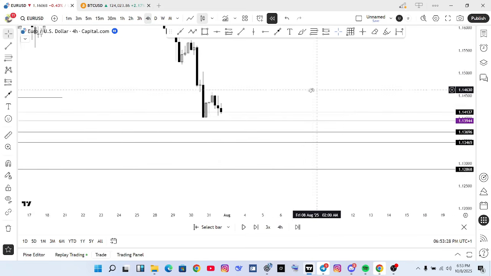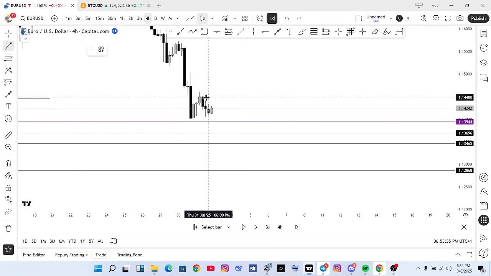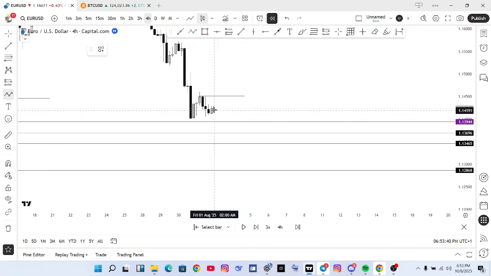So I want to see price touch any of these key levels and then break this place. This is the last A shape we have here. So I want to see price on this 4-hour time frame touch here like this, then give us a break.